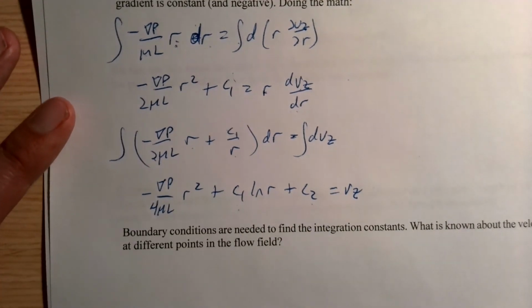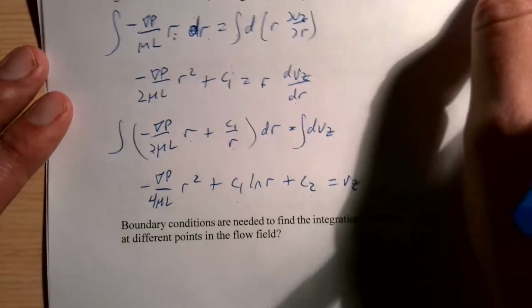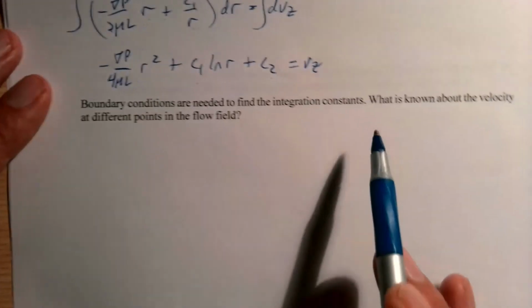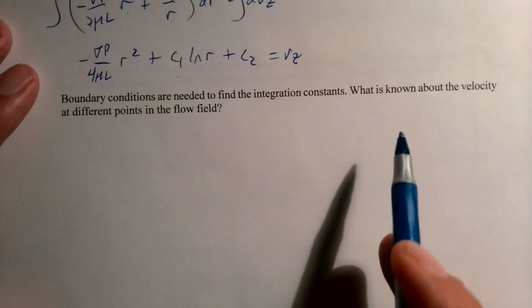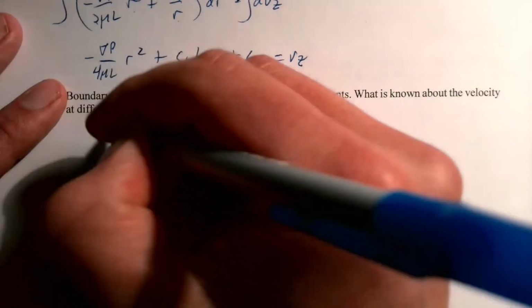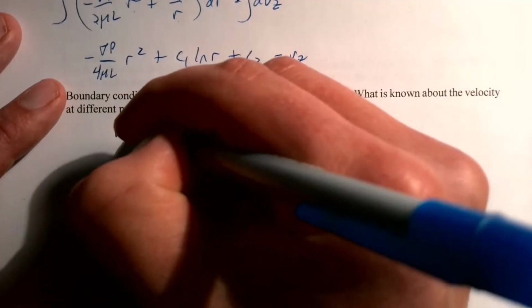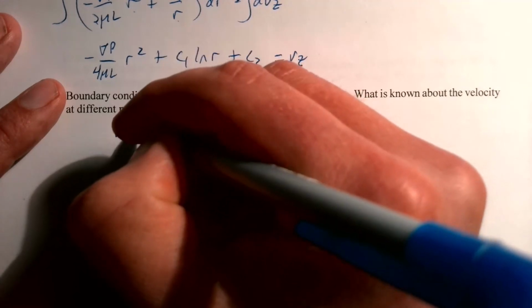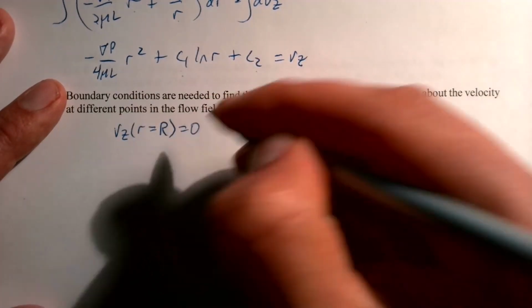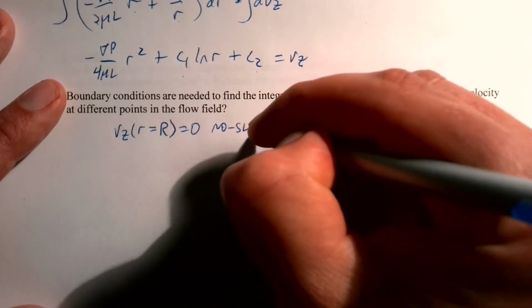We need some other information. What is that? Those are going to be our boundary conditions. The boundary conditions are needed to find the integration constants. And so remember, at the outside boundary, we know that Vz at r equal to what I'm going to call big R is equal to 0 from the no slip condition.